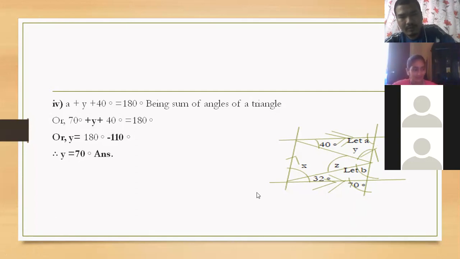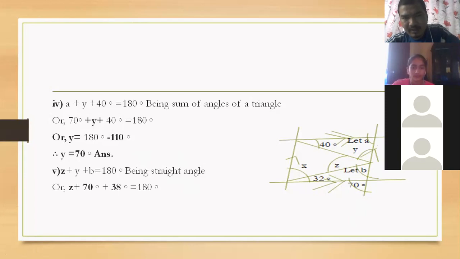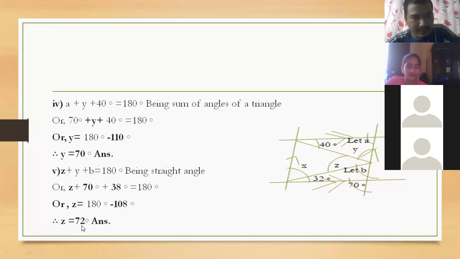Yes, sir. Are you clear about this one? How to get y value and how to get z value? You get z value like this. Look here, z plus y plus B add, it will be 180 degree. Then 70 plus 38 is 108, subtract from 180. Then you will get 72 degree. Z value will come 72 degree. Okay.